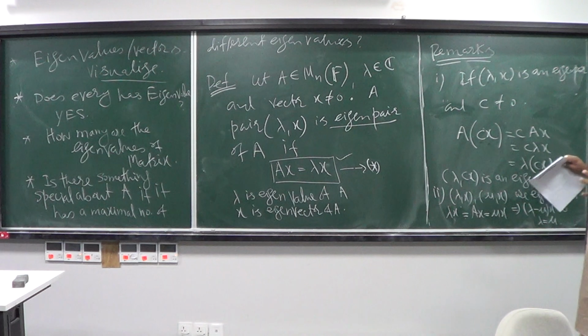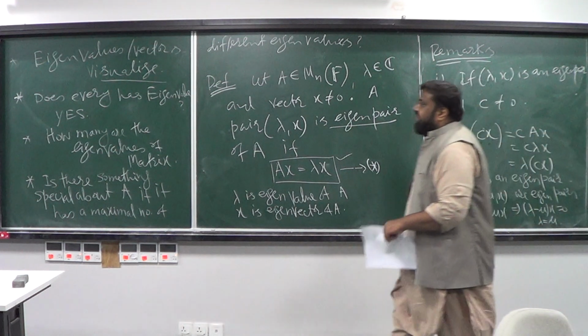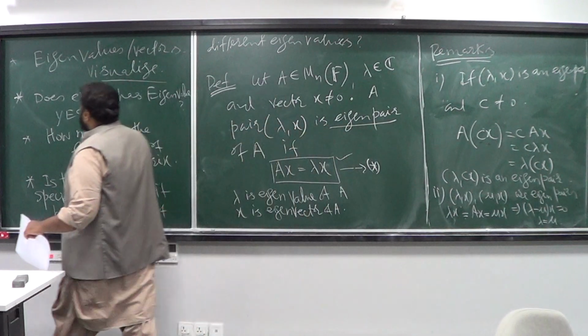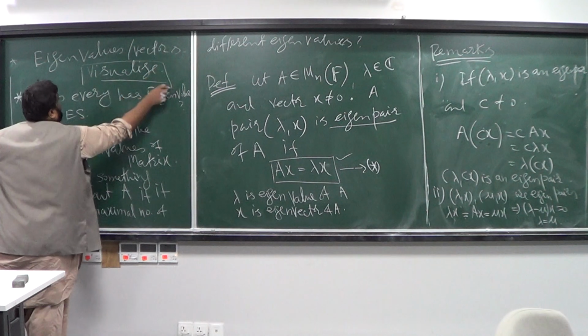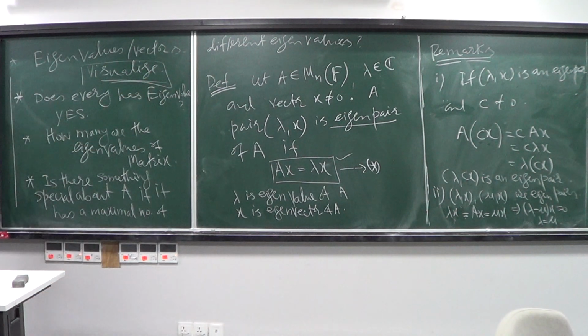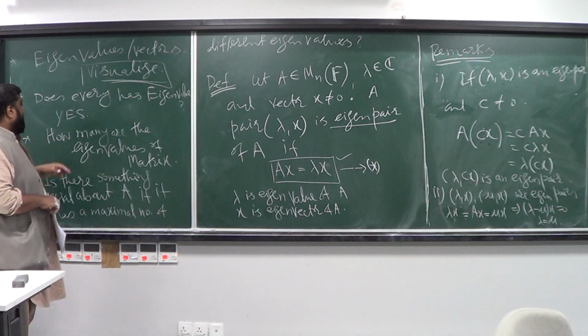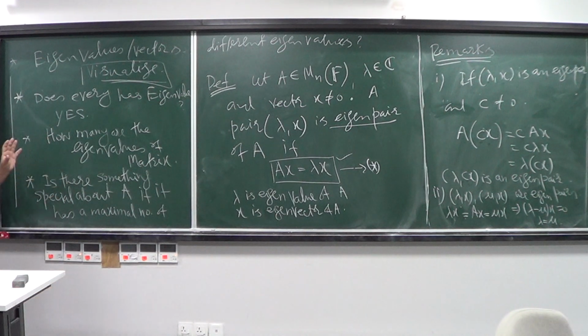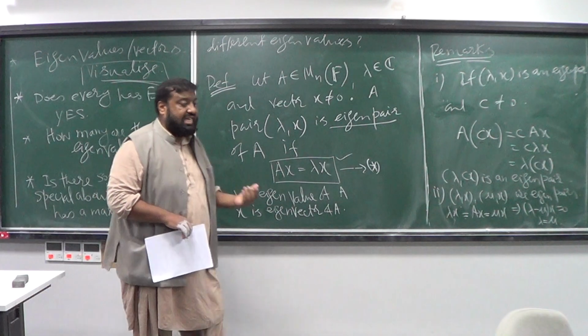So with this definition and these two basic facts, we would like to visualize the eigenvalues and eigenvectors, and then answer the question: does every matrix have an eigenvalue? And if every matrix has an eigenvalue, how many can there be for a given matrix?